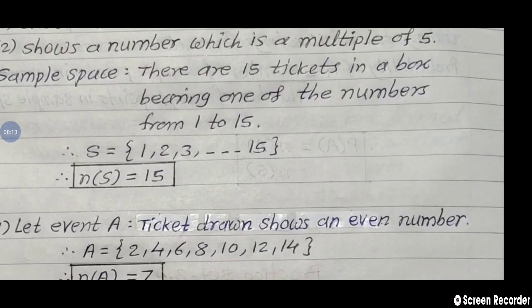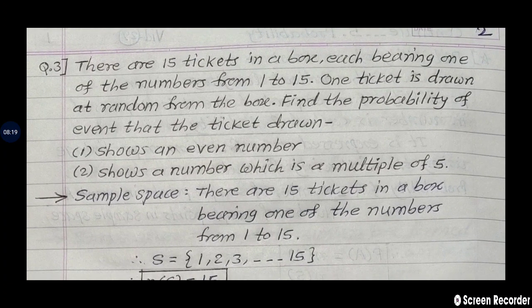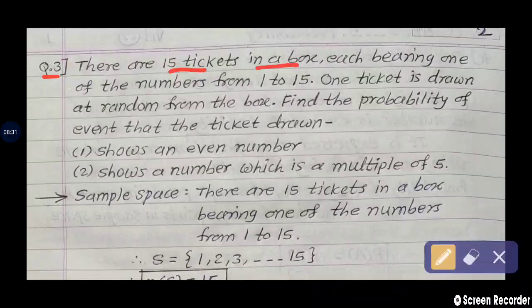We are solving a few more examples. Now question number 3 from practice set 3.4. There are 15 tickets in a box, each bearing one of the numbers from 1 to 15. It means on the first ticket number 1, on the second ticket number 2, like this. How many tickets are there? 15. So on the number 15 ticket, what number is printed there? Number 15. 1 to 15 tickets are there, bearing any one number from this 1 to 15.